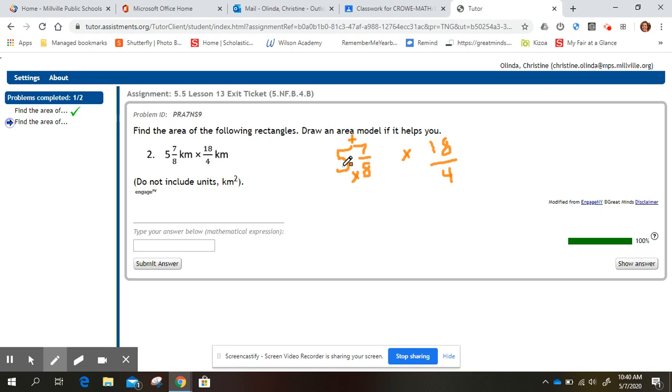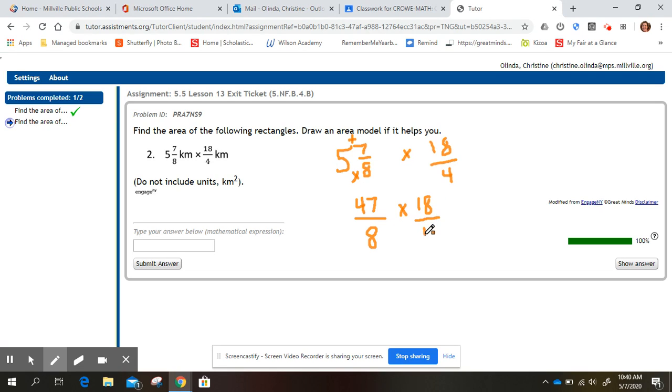So I do 8 times 5 is 40. I keep 40 in my brain, and then I add 7 more. So 40 plus 7 is 47. The denominator stays the same. The 8 denominator stays an 8. And then I multiply it by 18 fourths.